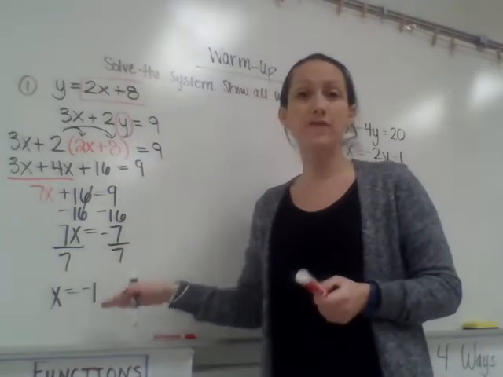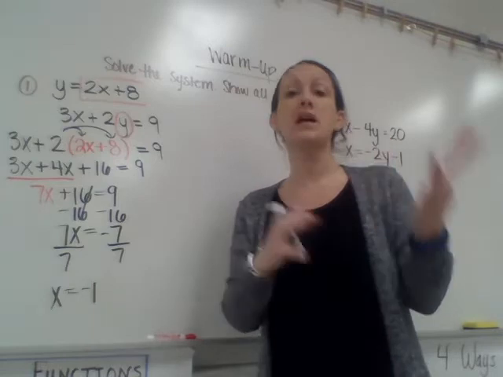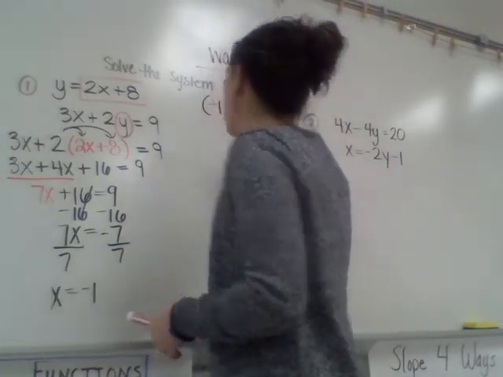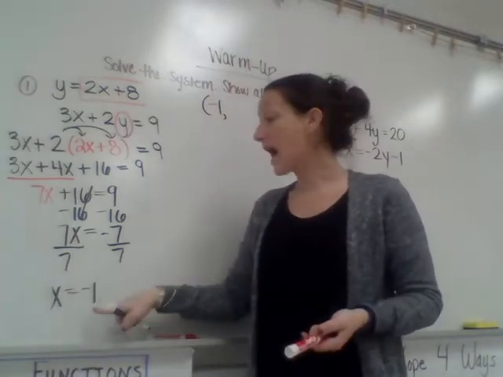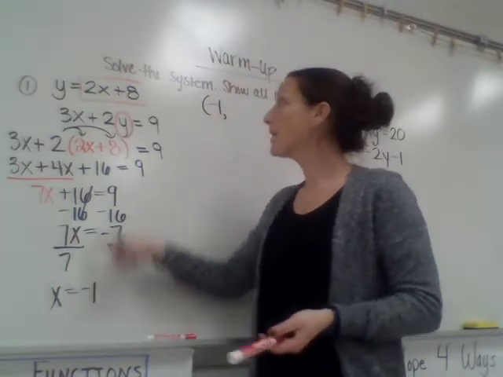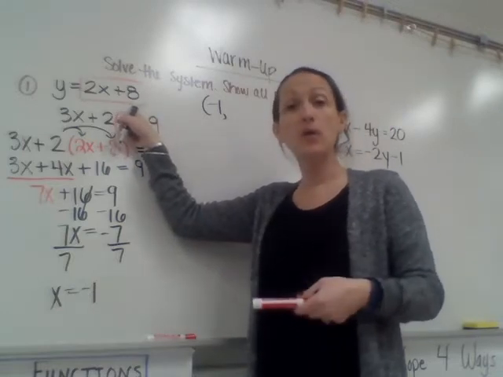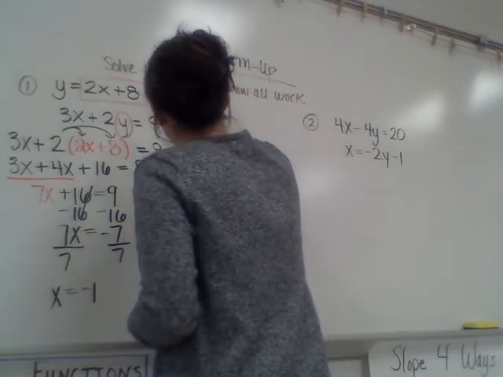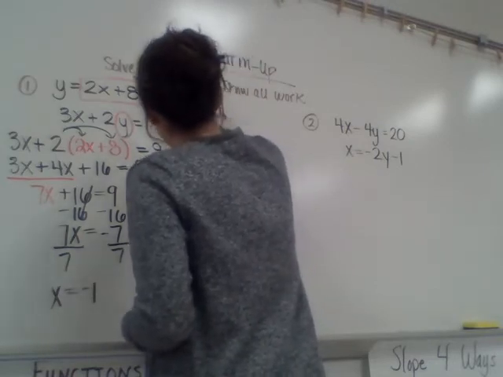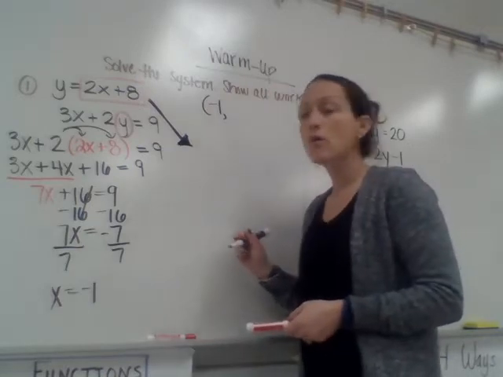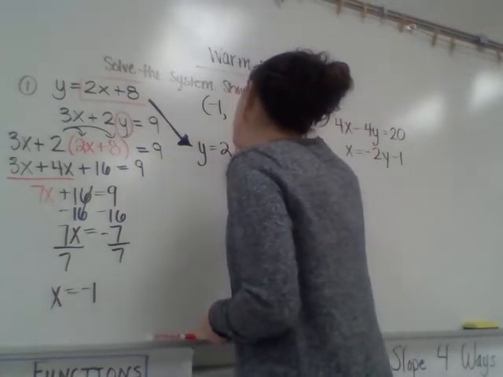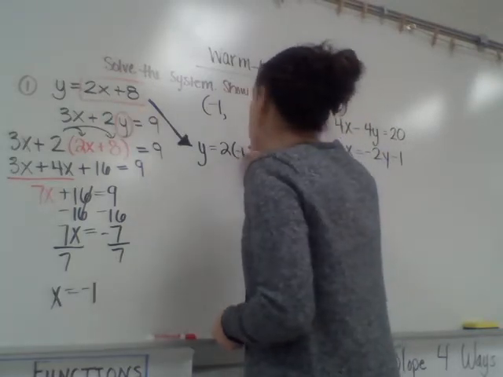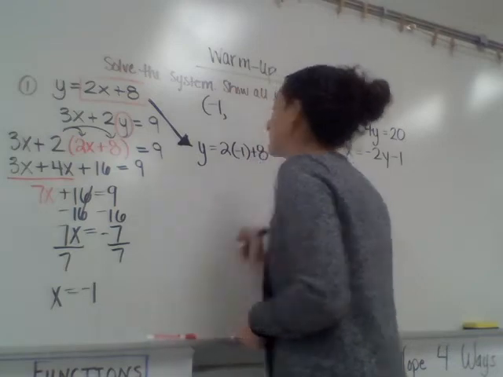Now this is only half your answer. Remember, your answer looks like a point with an x coordinate and a y coordinate. We have the x coordinate. To find the y coordinate, I need to substitute this back in. So I'm going to go back to my box because my box told me what y equals. What does y equal? Y equals 2x plus 8. But now I know what x is. X is negative 1. So 2 times negative 1 plus 8.